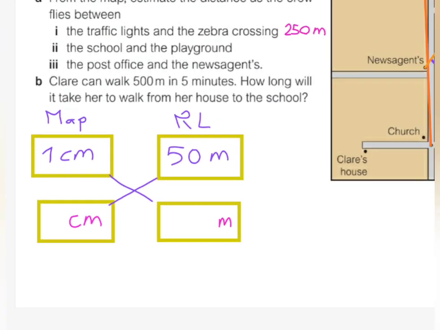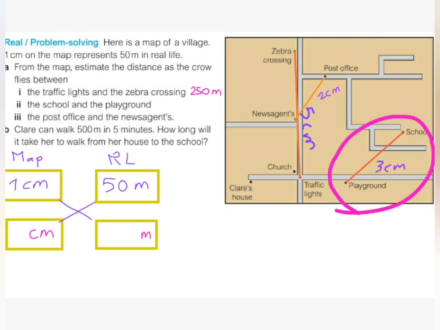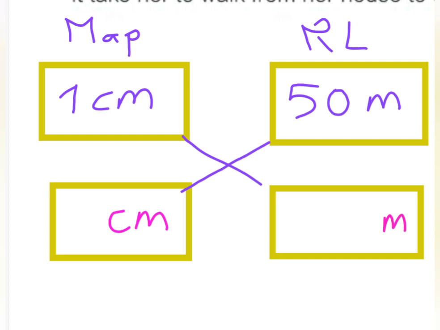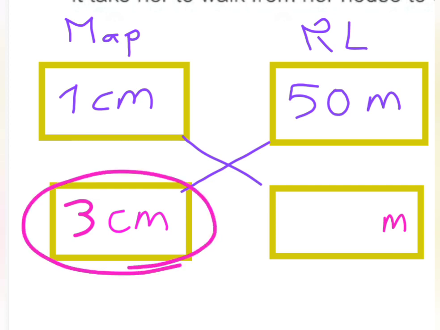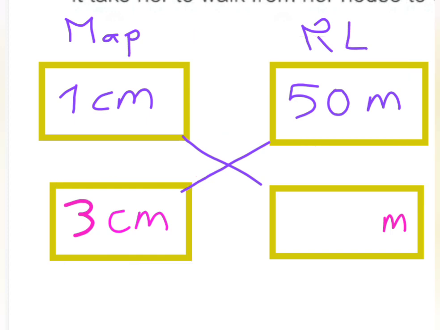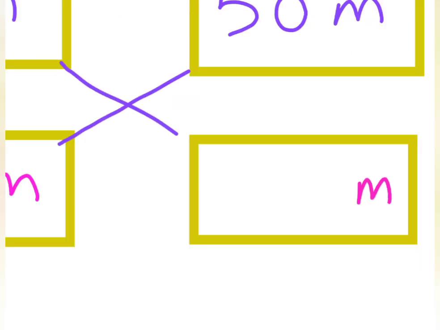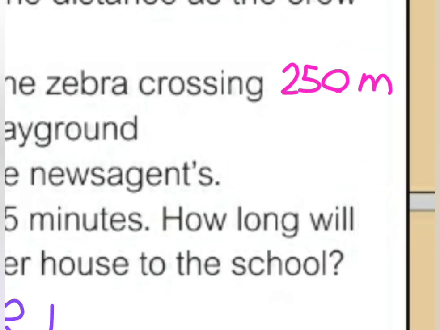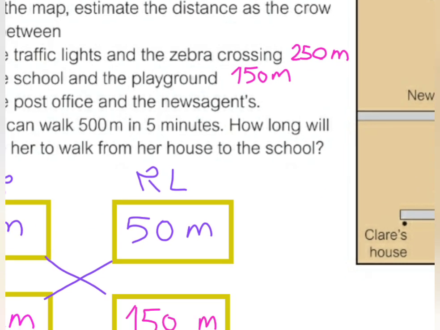Same idea, school and the playground, which is this one, 3 centimeters, and 3 centimeters is on the map, so I'm gonna put it here. So 3 centimeters on the map, same idea, I'm gonna take the 3, multiply it by 50, and then divide it on 1. So the answer will be, very good, 3 times 50 is 150, and then divide 1 is 150. So the answer will be 150 meters. 150 meters. Very good.